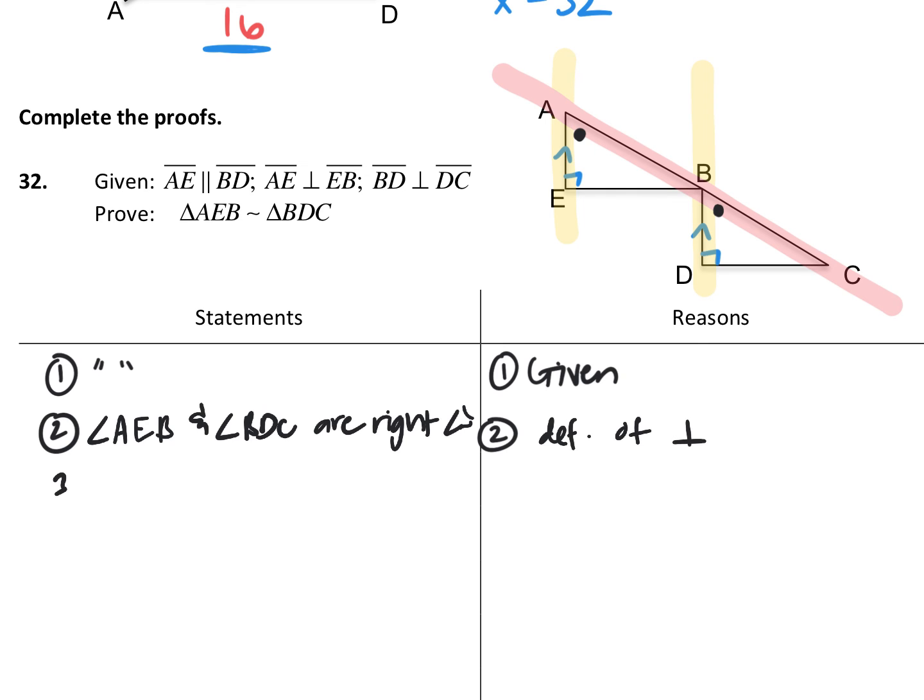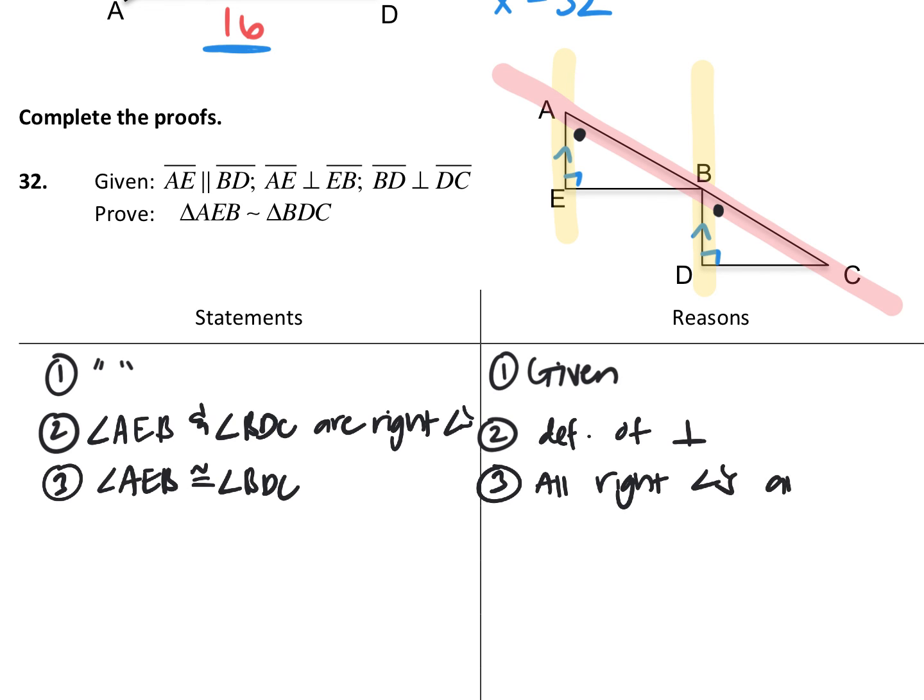Okay, now that I know that those are right angles, I can go ahead and say that they are congruent because all right angles are congruent. Now, the order of these two steps do matter. I have to say step number 2 before I say step number 3. However, this next step that we're going to do could have gone before step 2, and that would be okay.